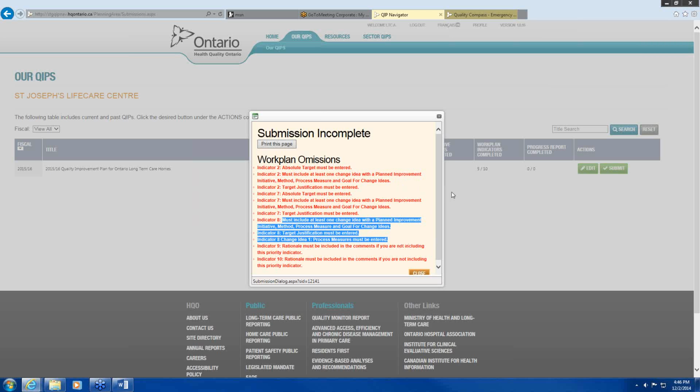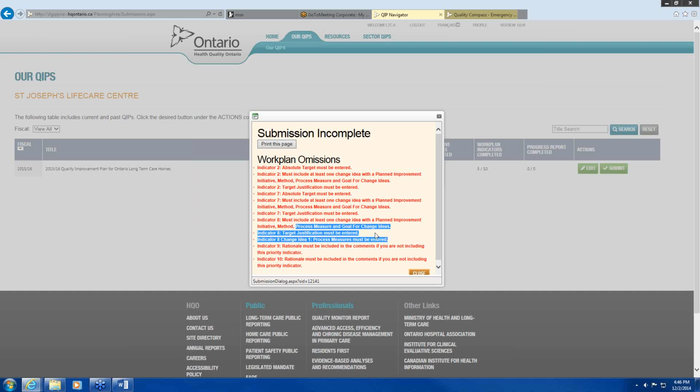But the one that we just did, number 8, so Mark, you can probably see it a little bit better than I can. It tells us you must include at least one change idea with a planned improvement initiative, method, process measure, and goal for change ideas. So remember, we put in everything except for the measure. And so it highlighted to us that we're missing something there.